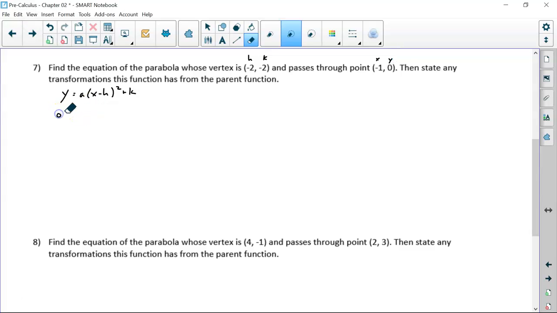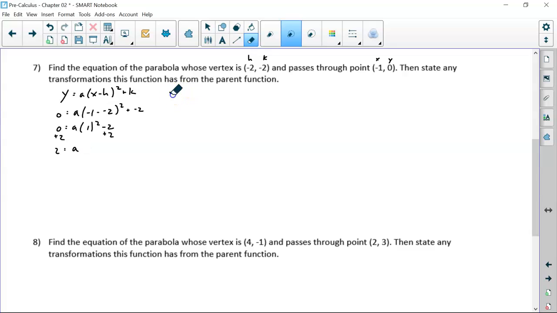So y is 0, A we don't know, and then it's going to be x, which is -1, minus -2, squared, plus -2, or minus 2. So 0 equals A times (-1 minus -2, which is -1 plus 2, which is 1) squared, minus 2. We can add 2 to both sides. 2 equals A times 1 squared, which is just A. So there's our value for A.